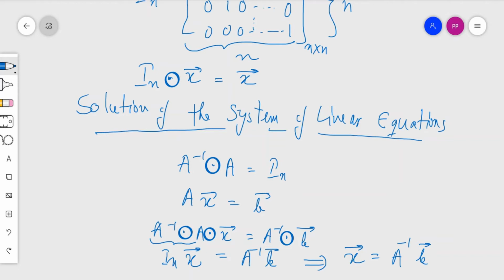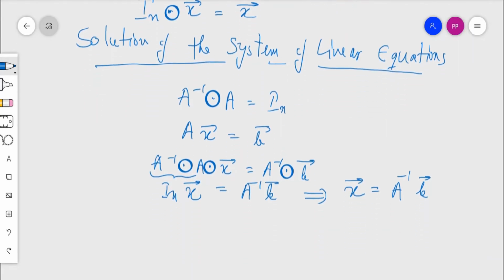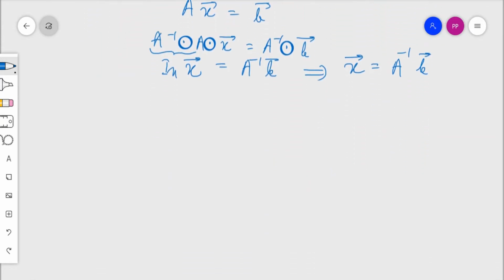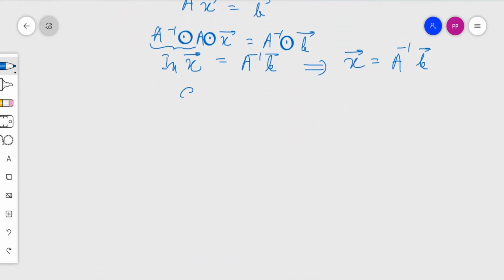A is invertible only when A is not singular. So let us know what is the meaning of singular matrix. So what is a singular matrix? Let us learn. Singular matrix.